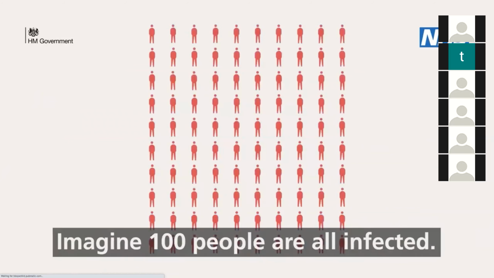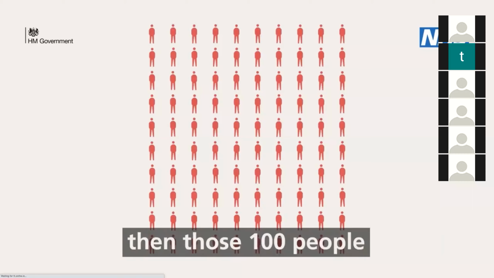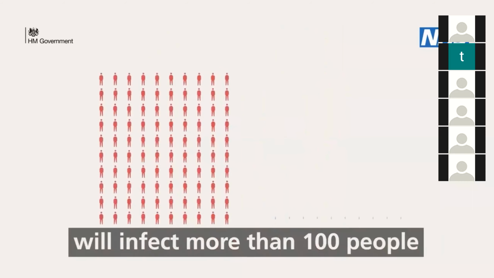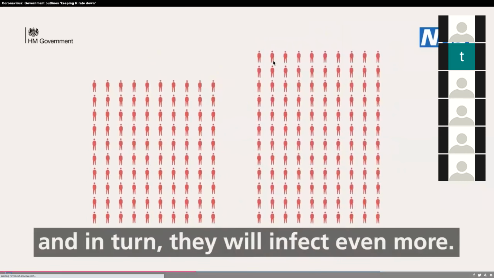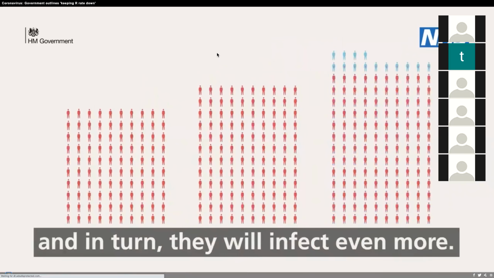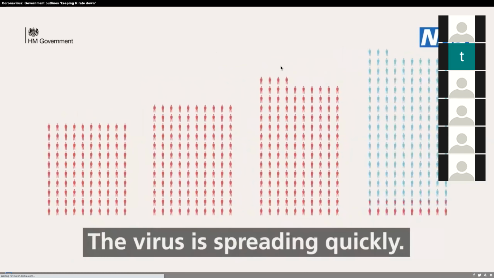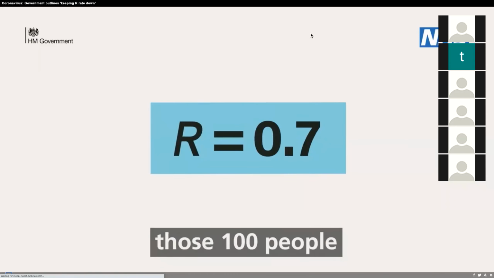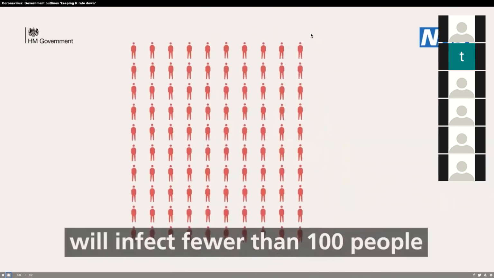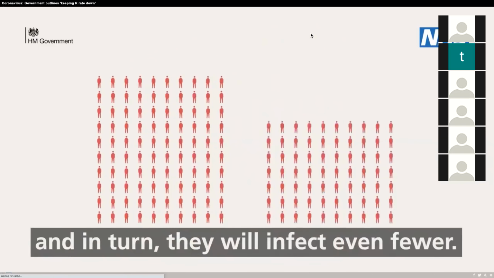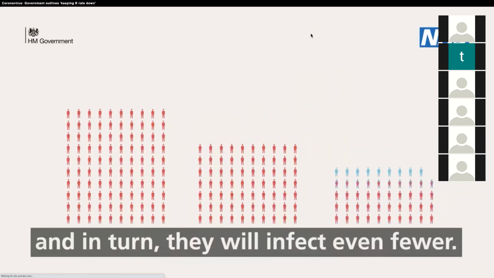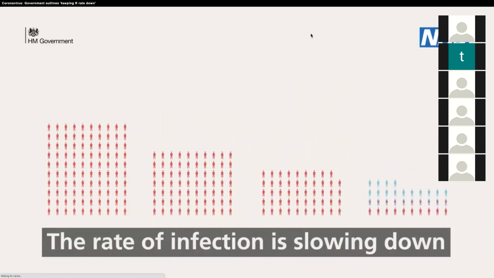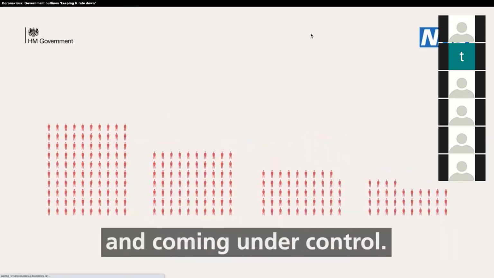Imagine 100 people are all infected. If R is more than 1, then those 100 people will infect more than 100 people, and in turn, they will infect even more. The virus will spread instantly. If R is less than 1, those 100 people will infect fewer than 100 people, and in turn, they will infect even fewer. The rate of infection is slowing down and coming under control.